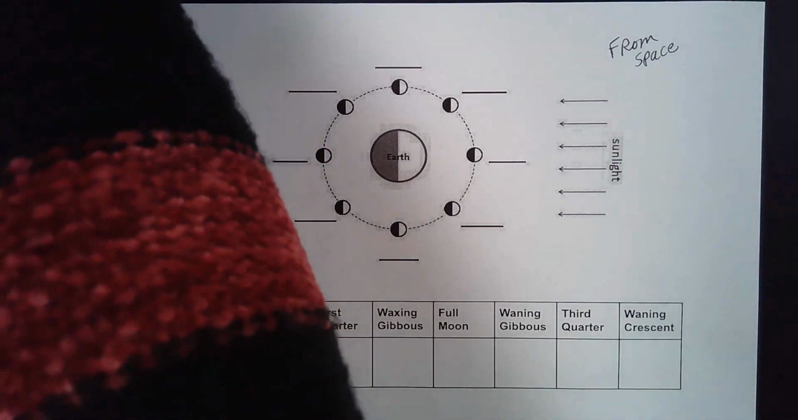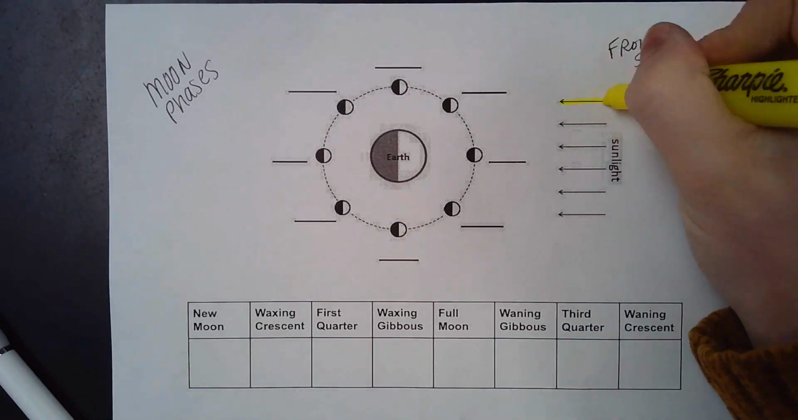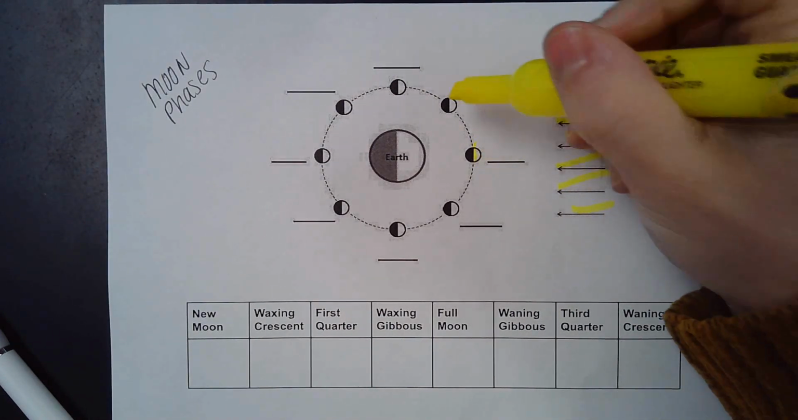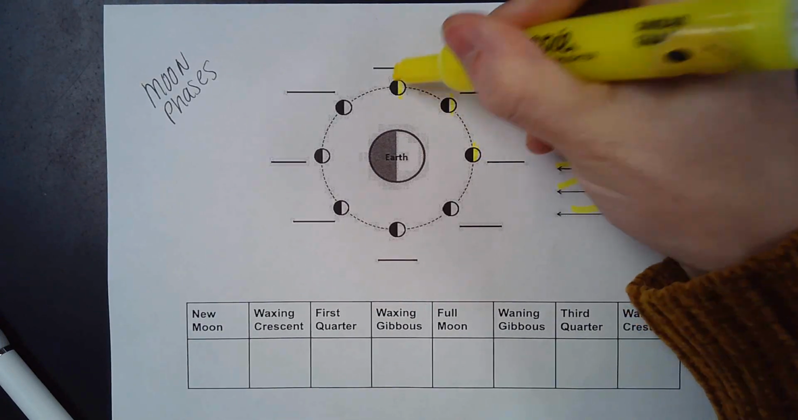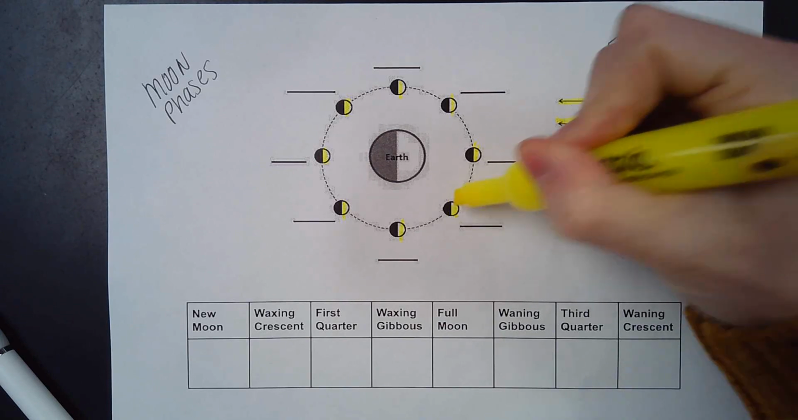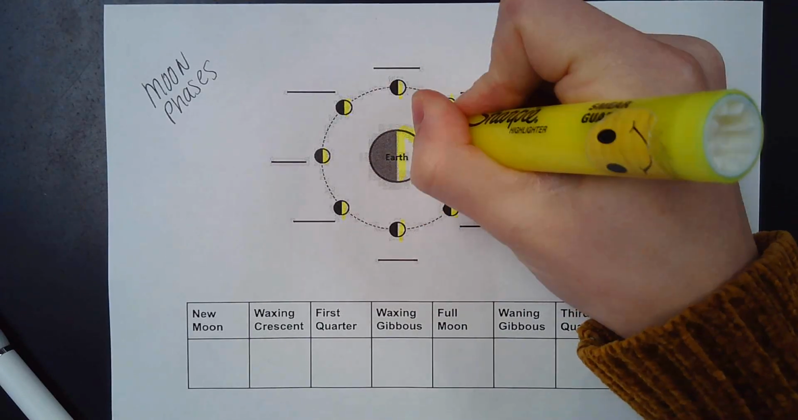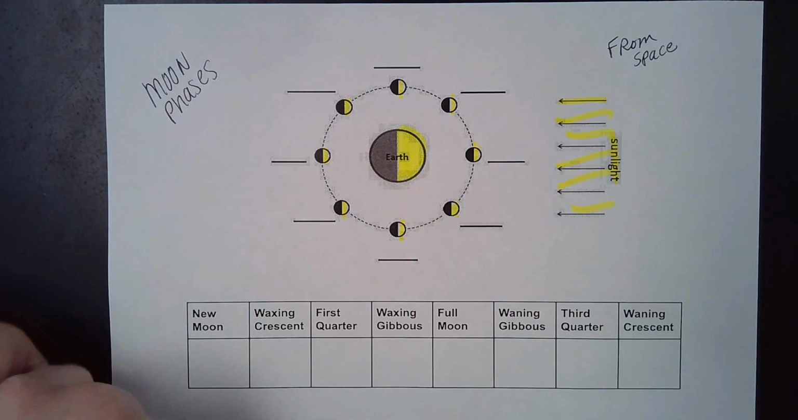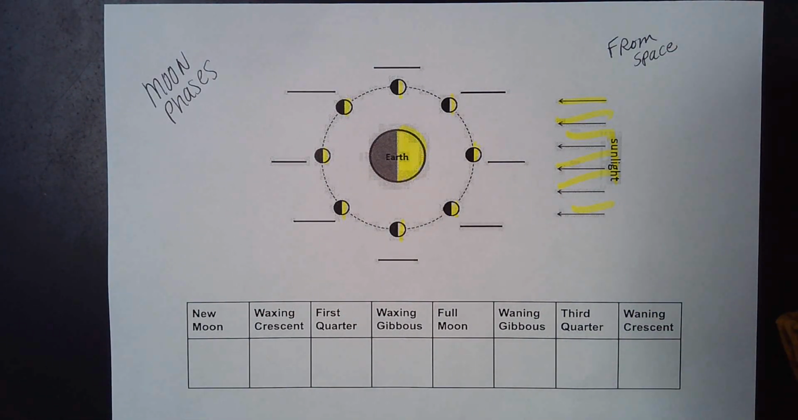So from outer space, we see the sun shining light on the moon. So always, no matter where the moon is, half of it is getting sunlight and half of it is in darkness. Same thing goes for Earth, which is what we spent a lot of time talking about. Rotation, time of day, all of that good stuff. But now we're just going to focus on the moon.